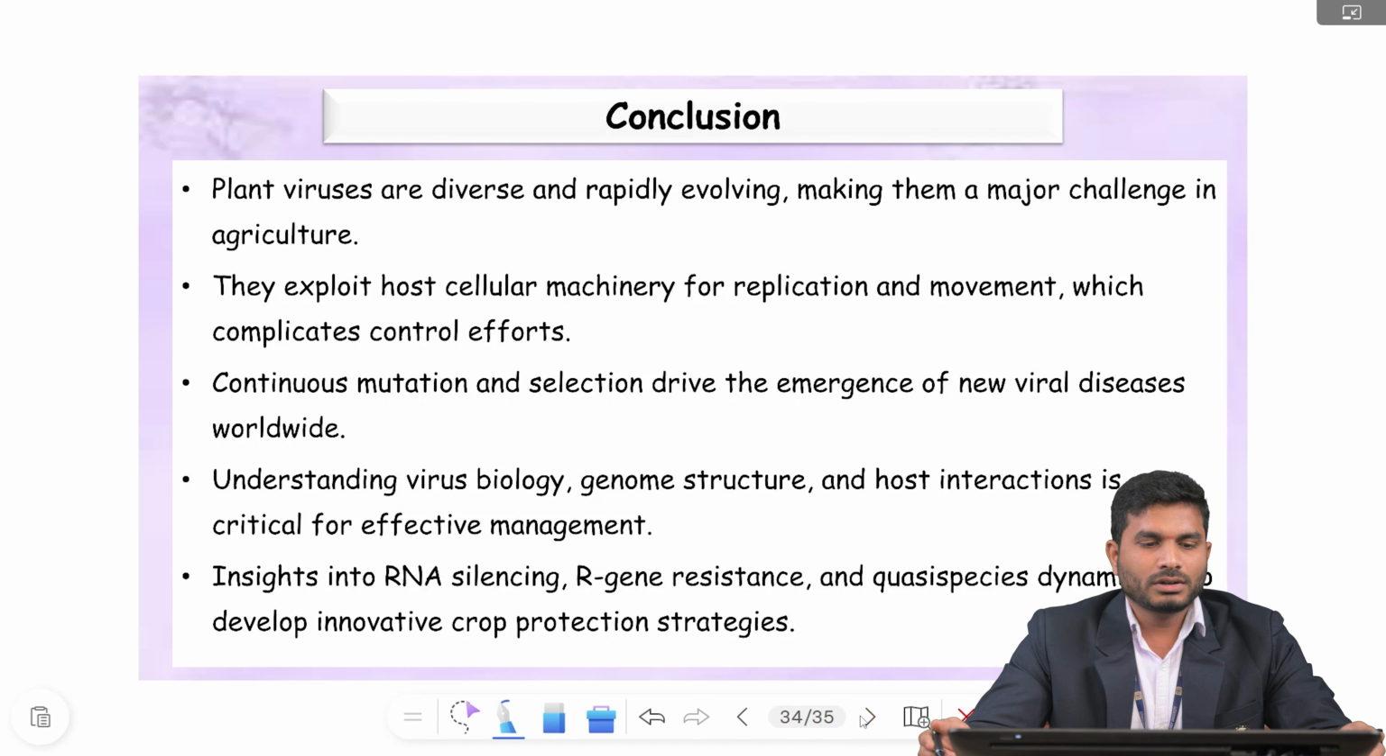So, coming to the conclusion, to summarize: plant viruses are diverse, rapidly evolving and highly dependent on host machinery. They cause major agricultural losses and spread efficiently through vectors and human activities. Continuous mutation and selection drive the emergence of new viral diseases worldwide. Understanding virus biology, its genome, replication, movement and interaction with plant immunity is crucial for developing advanced disease management tools. Knowledge of RNA silencing, R gene resistance and viral evolution helps us design resistant plant varieties and innovative plant protection strategies.